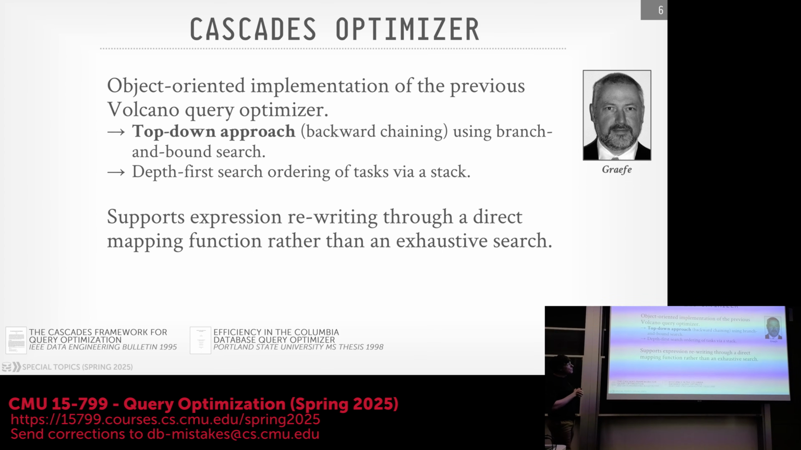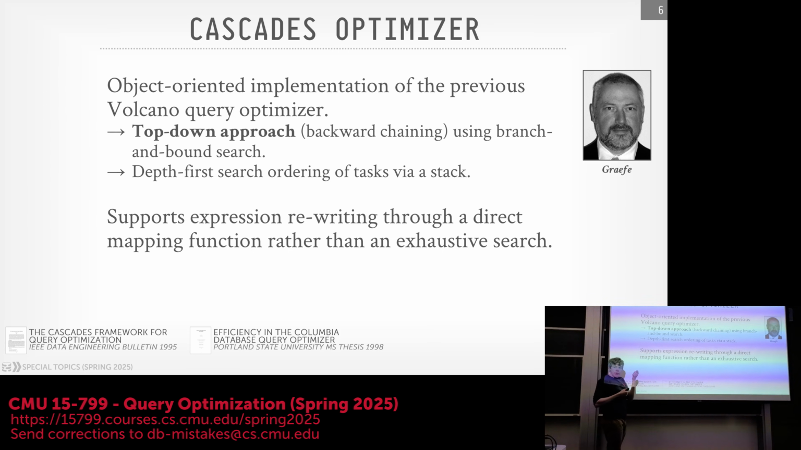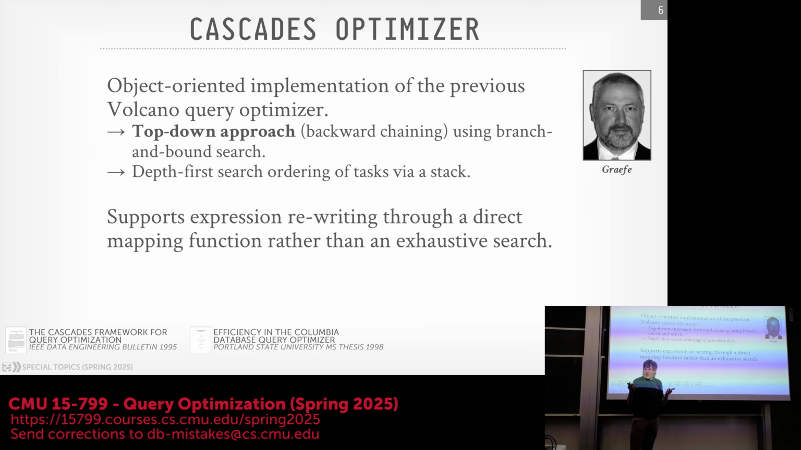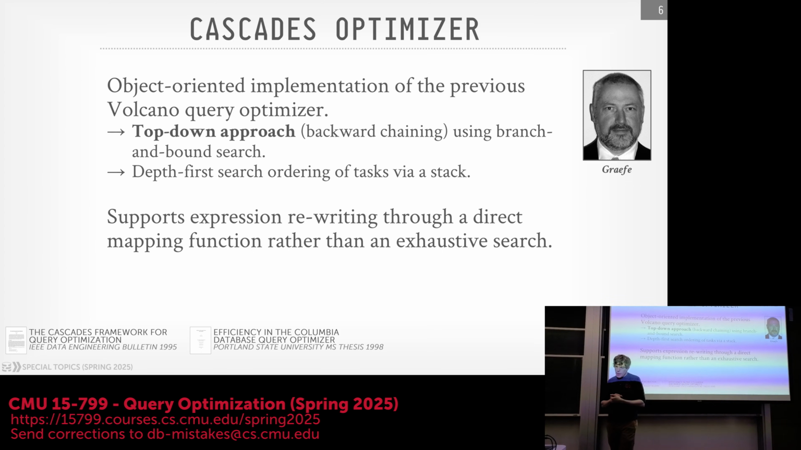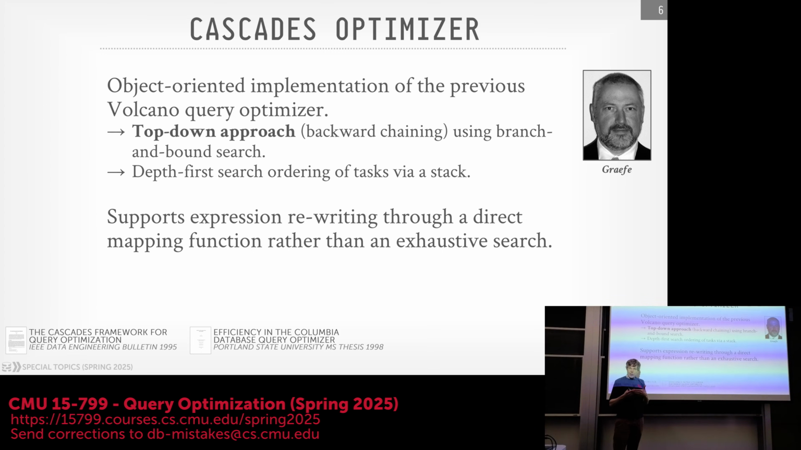But again, you can't really take this and implement it the same way you could Starburst and System R, or even Volcano. All right, so it's going to be a top-down approach, just like we saw in Volcano with backward chaining. It's going to do depth-first search, again also like Volcano, but the way they're going to order the tasks, basically what the optimizer needs to do to keep exploring and expanding upon the query plan, they're going to maintain the order in which you need to apply those tasks in a stack. Whereas in Volcano, it's just recursion.